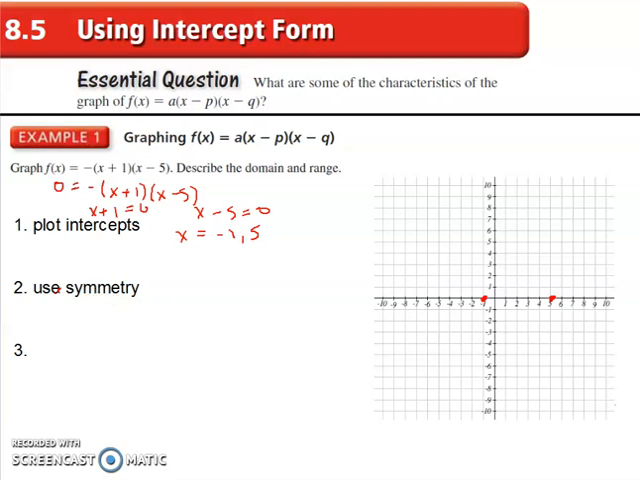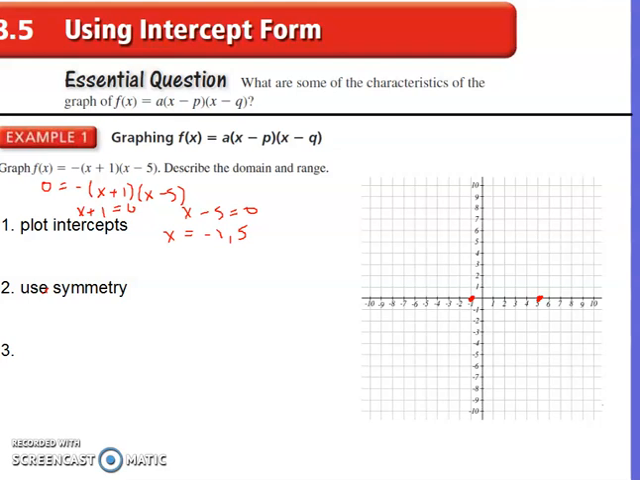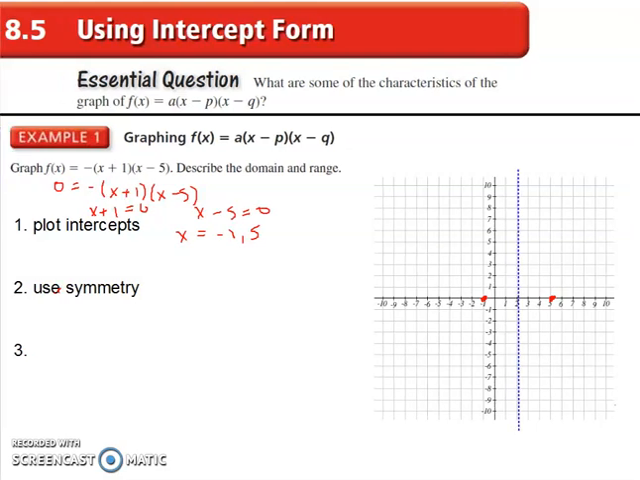Step 2, I use symmetry to help me find the x value of my vertex. I know that my line of symmetry has to be exactly in between the 5 and the -1, which would be here at a +2. To find that algebraically, all I'm going to do is add my x values and then divide by 2. So 5 plus a -1 divided by 2 gives me 4 divided by 2, which is 2. This is the x value of my vertex.